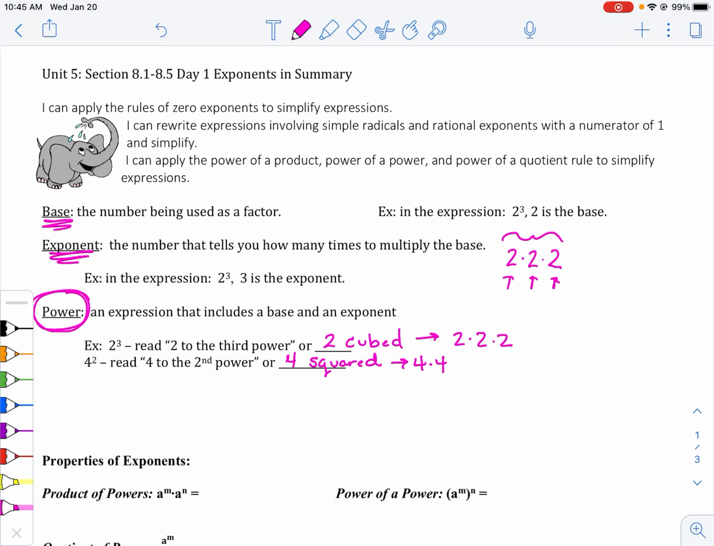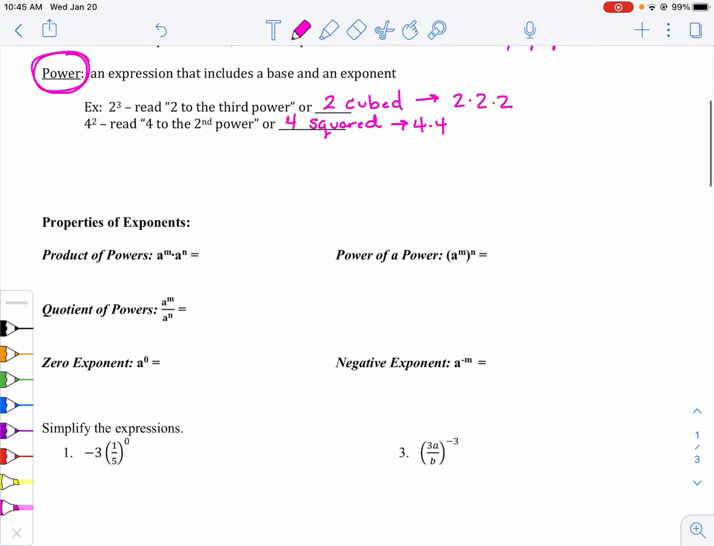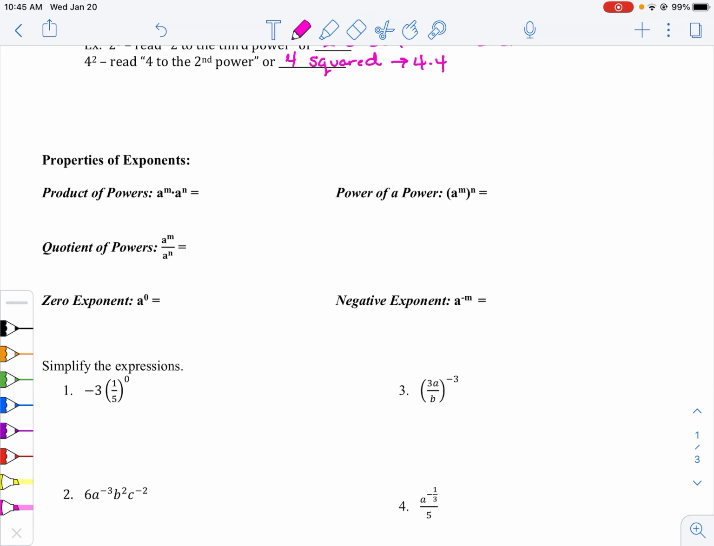When we are working with these in Algebra 1, our biggest thing about exponents is we're going to give you expressions that involve multiple exponents, and we're going to ask you to simplify those expressions using the properties of exponents. And there are 5 key ones that you need to be familiar with. The first is the product of powers.